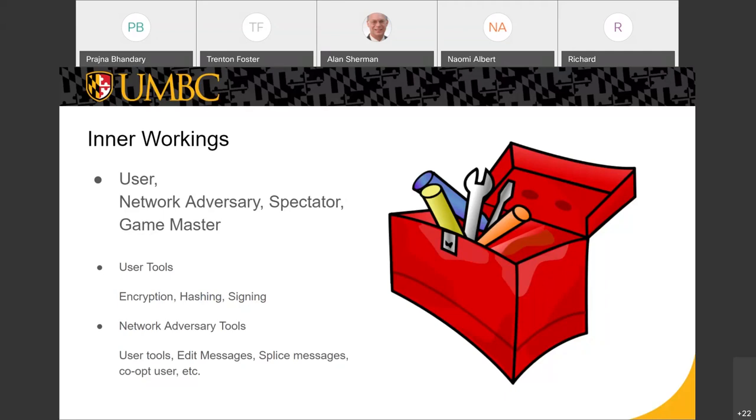You'll see that the users get a few tools that they can use to send messages. They're able to encrypt their messages, hash their messages, and sign their messages. These are things that are not initially available to them. The game master is going to, when they deem necessary, enable the users to do this. The network adversary, of course, is able to do a number of things. It can do anything a user can. It can edit messages. It can splice messages. It can infect users. It can do quite a bit. And you'll see soon that the network adversary is just incredibly powerful.